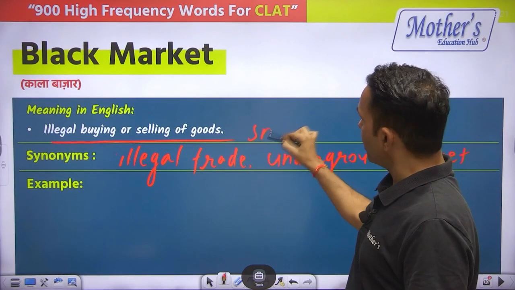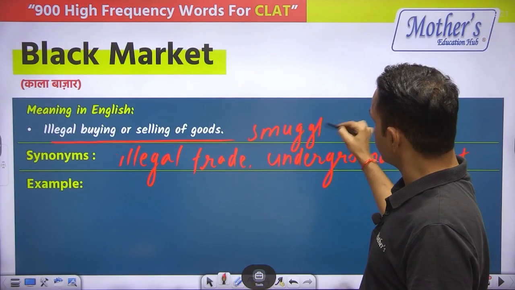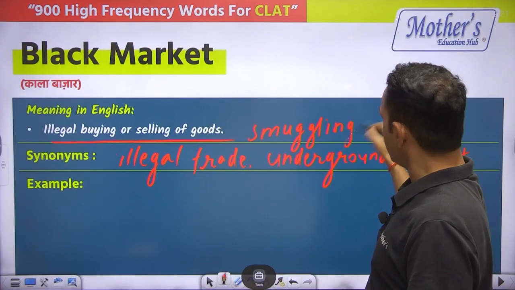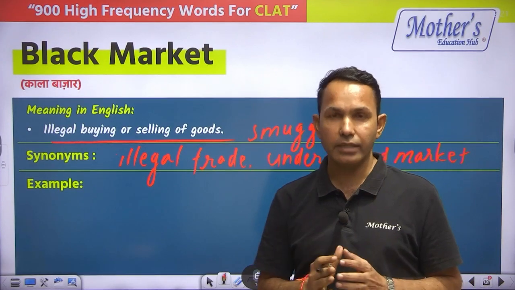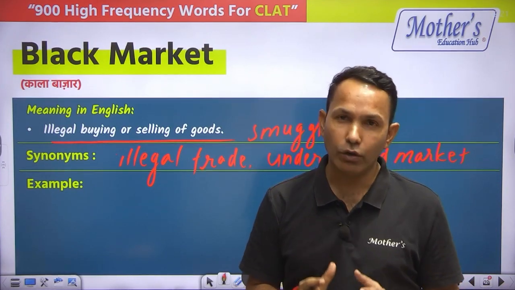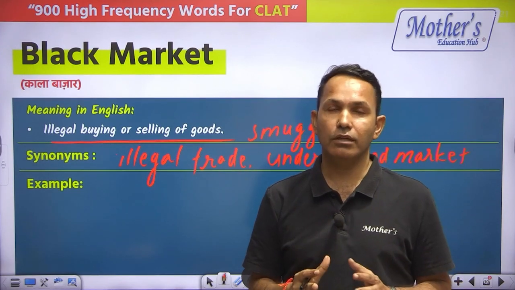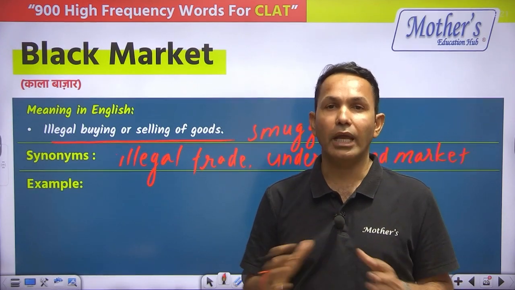We can say smuggling. Let's use this black market in a sentence. The police cracked down on the black market for medicine. Fuel is being sold on the black market.